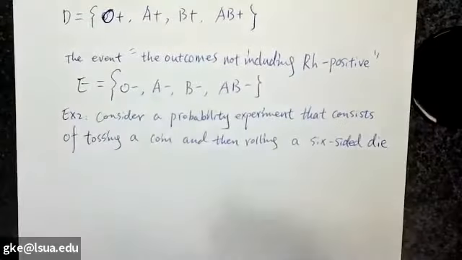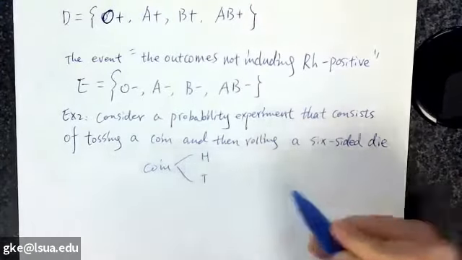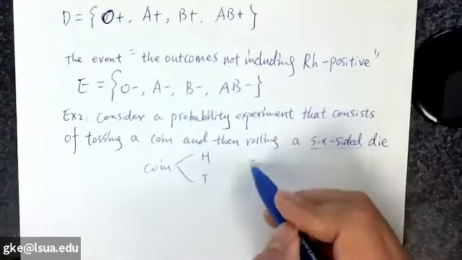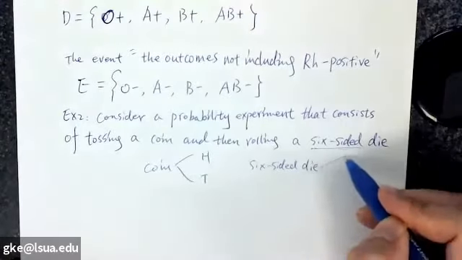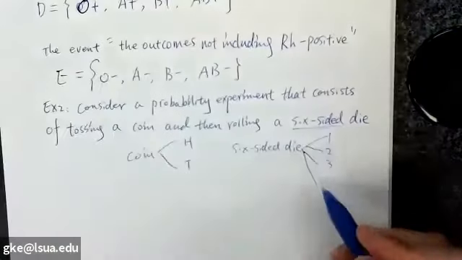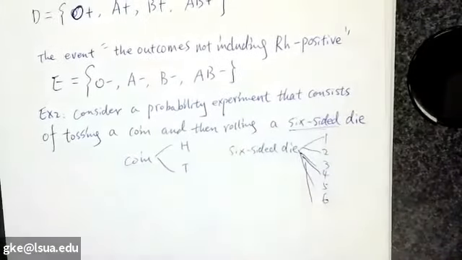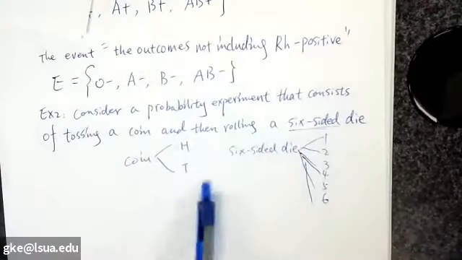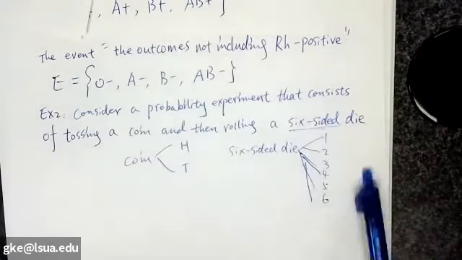Okay, so when you're tossing a coin, there are two possibilities. One is head, another one is tail. When you're rolling a six-sided die, how many cases do we have? We have 6, right? The die could be 1, 2, 3, 4, 5, 6. So we have 2 scenarios. One is tossing a coin, with these 2 possibilities, and another is the six-sided die, with 6 cases.